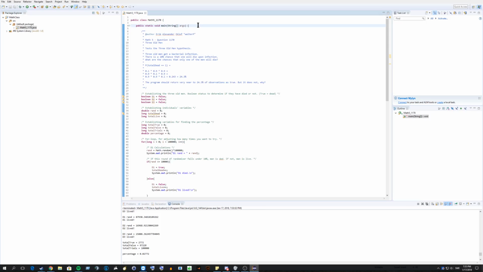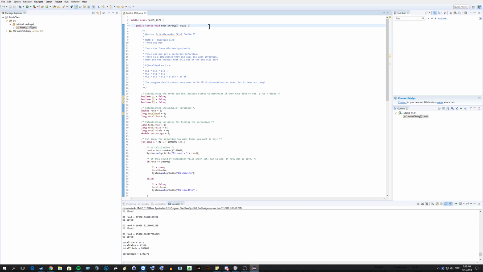Okay, today I'm going to be going over the three old men hypothesis, or not really hypothesis. I guess hypothesis is the wrong word. I'll change that out eventually. So basically, in my math class, we're doing discrete math and that kind of thing. And so we got a question, and it goes like this.